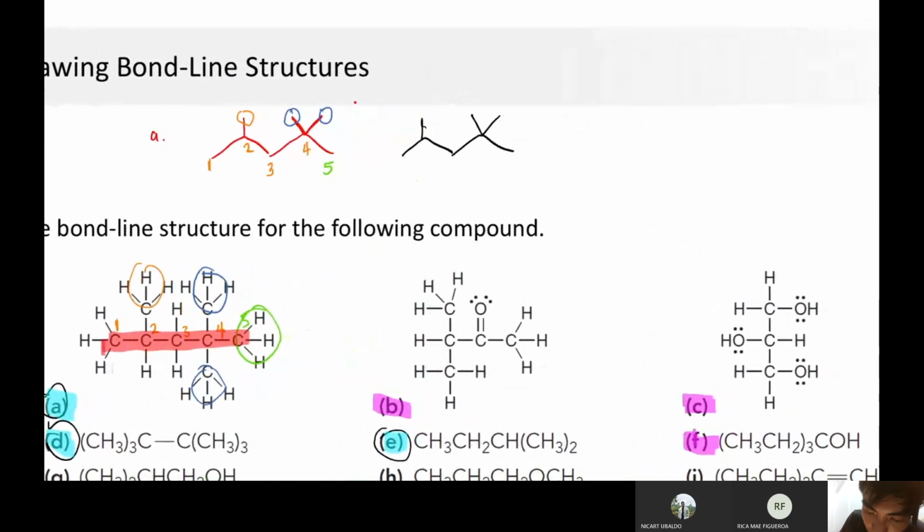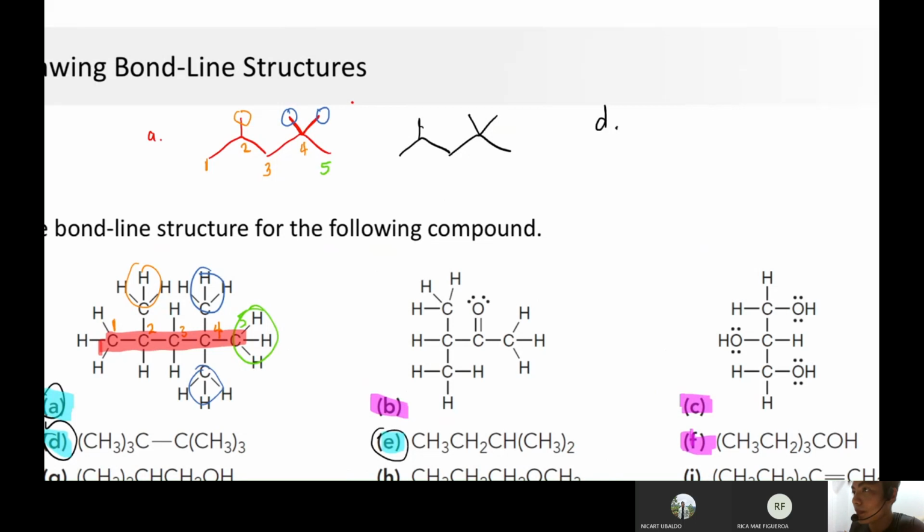Okay. So, dito ko siya gagawin. Letter D. Siguro, ang pwede kong gawing pattern dito is yung CC. Pwede ko siya gawing ganyan, diagonal. So, may carbon dito at may carbon doon. Then, ano gagawin ko sa tatlong CH3?